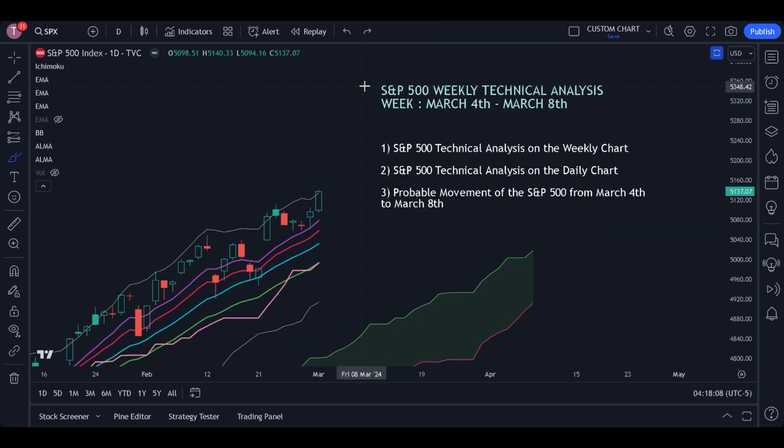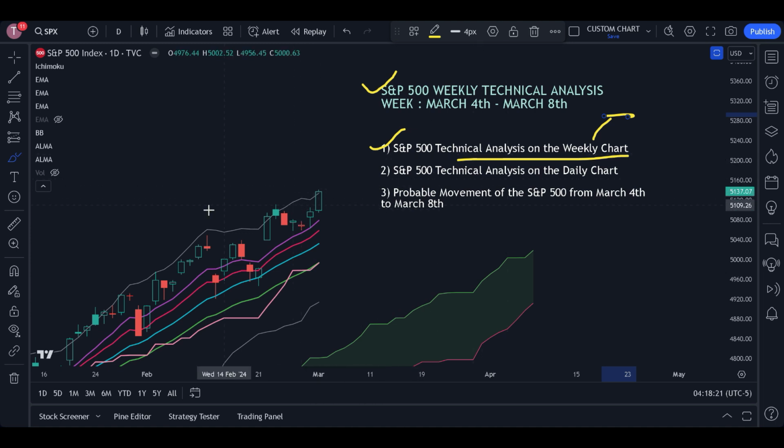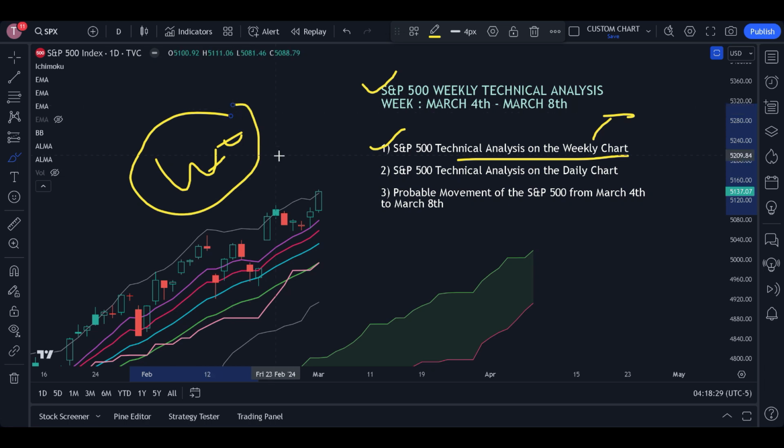Now guys, I am going to discuss the agenda of this S&P 500 weekly technical analysis. The first point of the agenda is the S&P 500 technical analysis on the weekly chart. Weekly chart means the big picture. And the actual problem is on the weekly chart. On the daily chart we might not be able to see that kind of problem, but the actual problem is on the weekly chart.